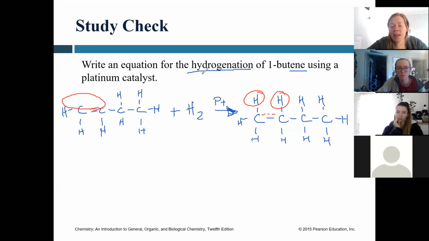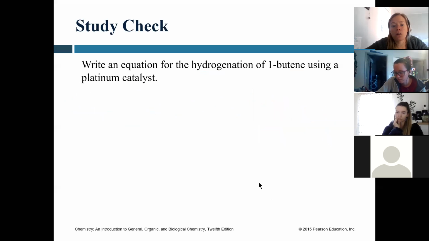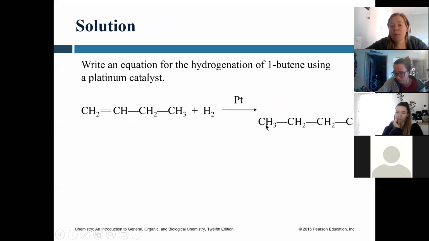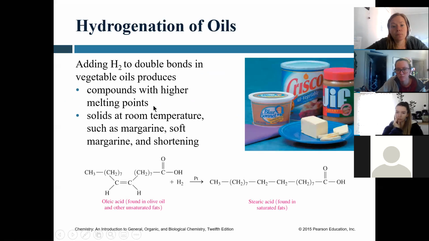What if I said something like the hydrogenation of 2-nonene, 9 carbons? It wouldn't be any different. You'd just have to write out 9 carbons, but it's really only at the double bond that we're seeing any effects. So there we go. We've got our double bond and it opens up. Here it's unsaturated. Here we have now a saturated hydrocarbon.